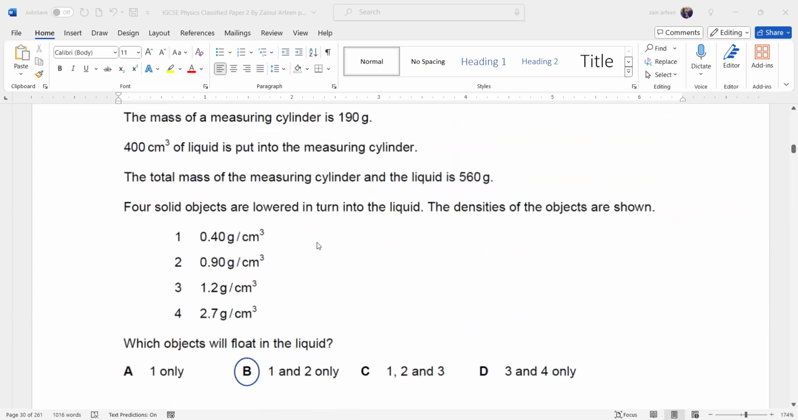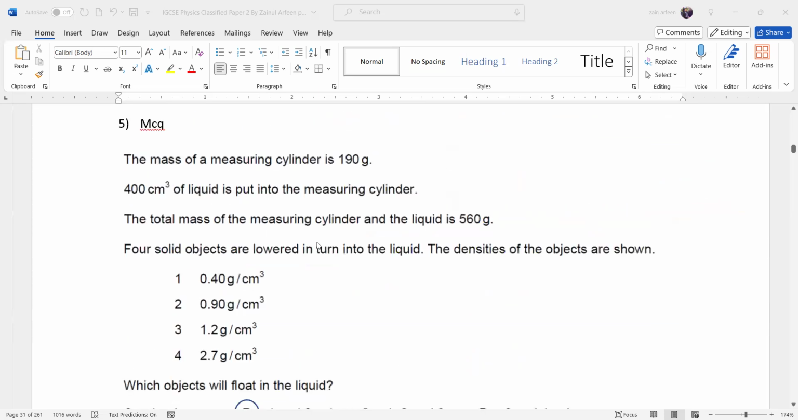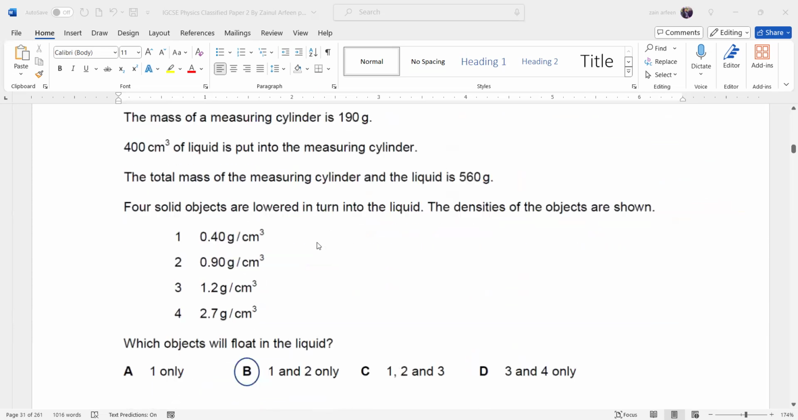In question 5, the mass of a measuring cylinder is 190 and 400 cm cube of a liquid is poured in. The total mass of the measuring cylinder and the liquid is 560. Four solids are lowered into the liquid. The densities are shown. Which will float in the liquid? If the object's density is less than the liquid, that object will float, but if it's more, it will sink. So first we work out the density of the liquid.